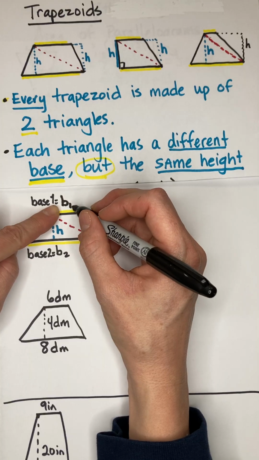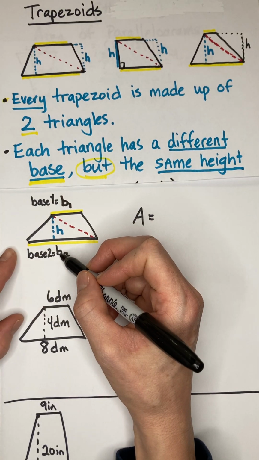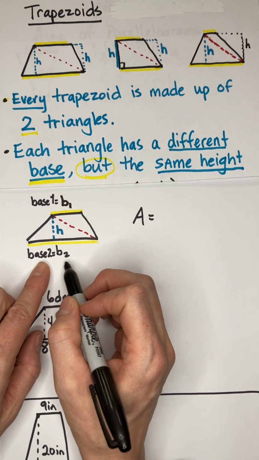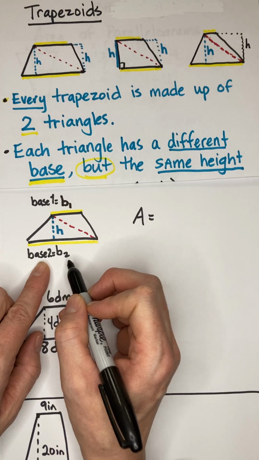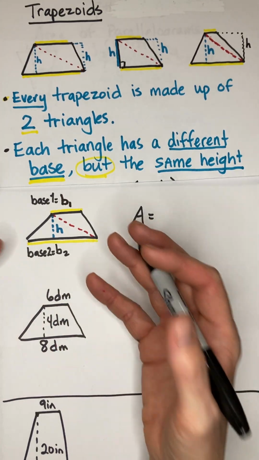That means B1. Over here we have base 2, and we're going to use B again for base, but it's not the same as here. We're going to put a number 2. All right, this does not mean any kind of mathematical operation. It's just a way that we annotate counting in math.